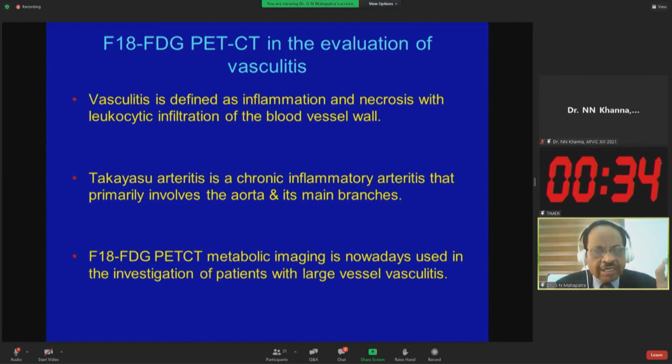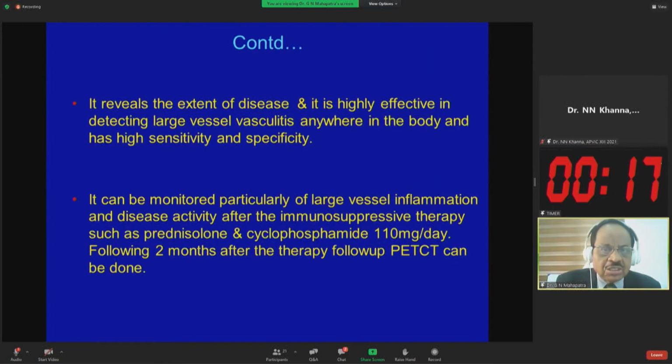Dr. Megha showed, where the lesion is stenosed. But I will show you at the level of arteritis how F18 FDG has picked up those changes much earlier than the stenosis. F18 FDG PET metabolic imaging is nowadays used in the investigation of patients with large vessel vasculitis. It reveals the extent of the disease and is highly effective in detecting large vessel vasculitis anywhere in the body, with high sensitivity and specificity.